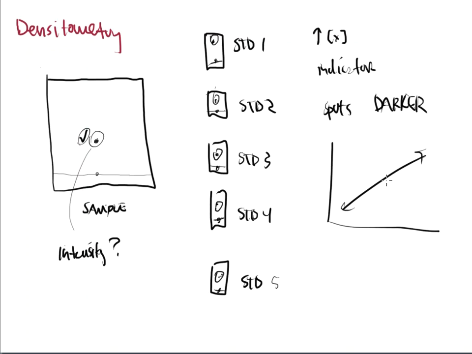And that number gets plopped into the calibration curve, and then I can go through and I can solve for the concentration of that unknown. So that's basically how we do this kind of thing. And it doesn't get any more complicated than that.